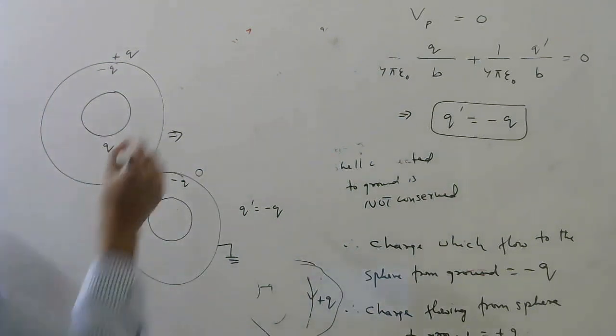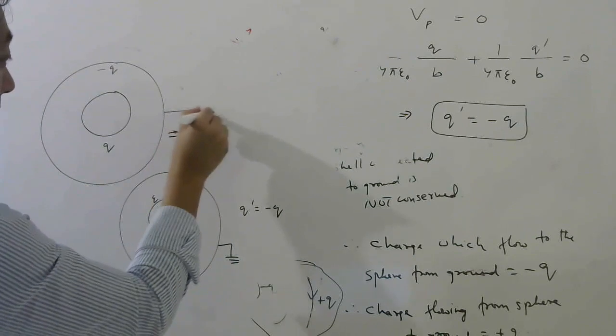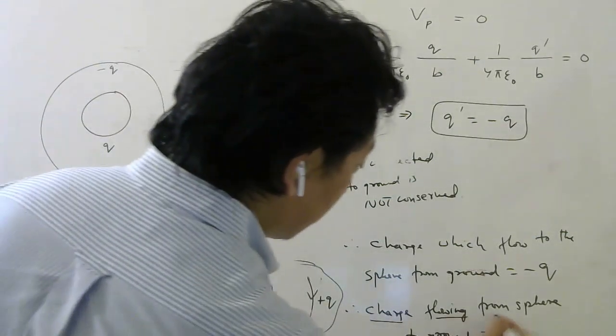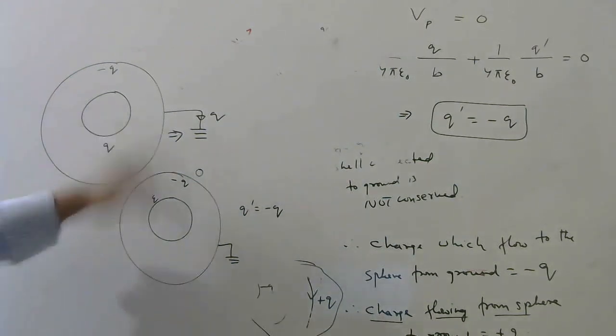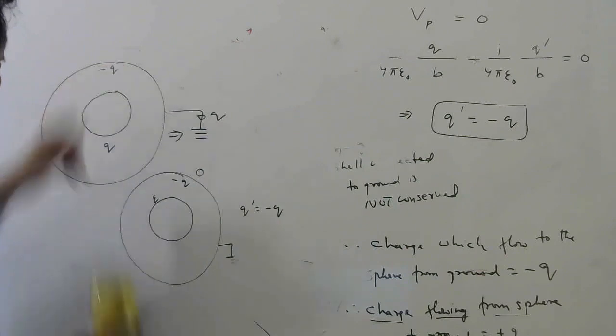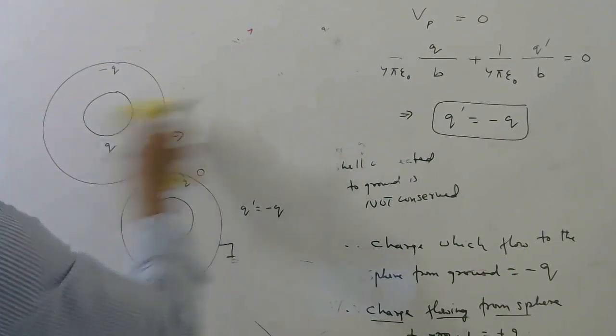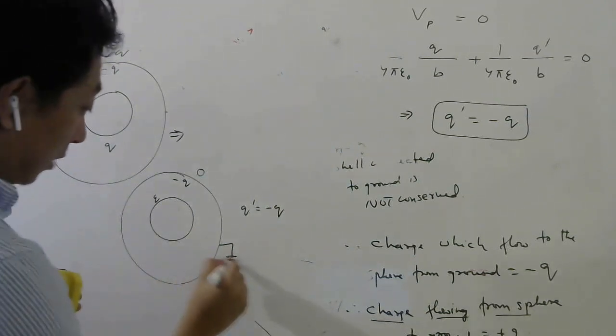So basically what it means is the moment you ground, this plus q will flow to the ground. That's what I have to see. Charge flowing from sphere to ground. Understood, students? All of you? Okay. So before connecting to ground, this was the distribution. You remember, right? Now when you connect it to ground, what did I find?